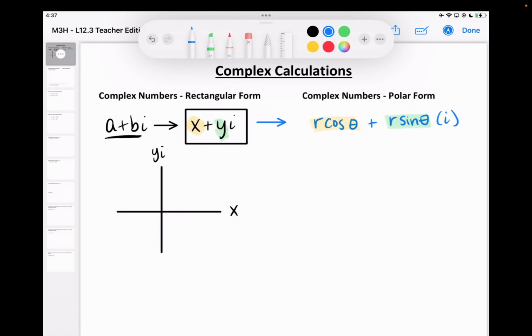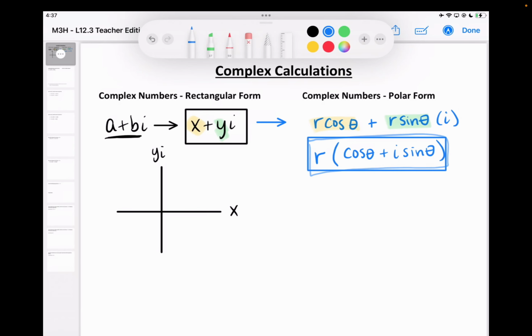So the way we write it, though, is we usually factor out that common factor, or the radius. So usually our polar form is written like this. It's the radius multiplied by cosine of the angle plus i sine of the angle. This right here is how you write a complex number in polar form.